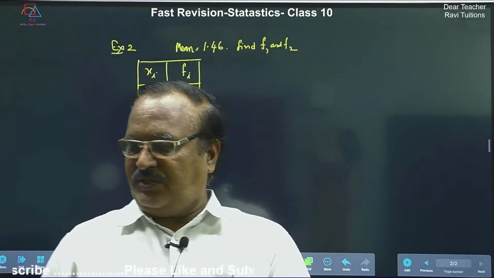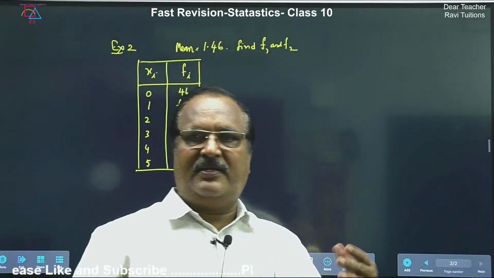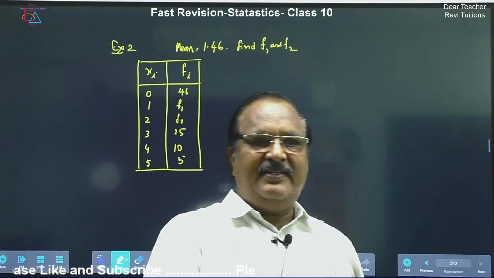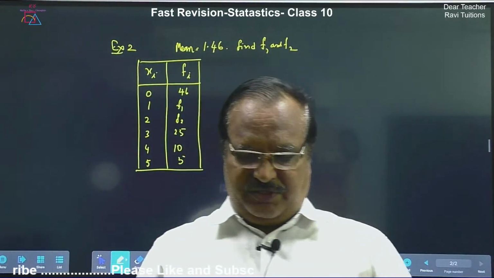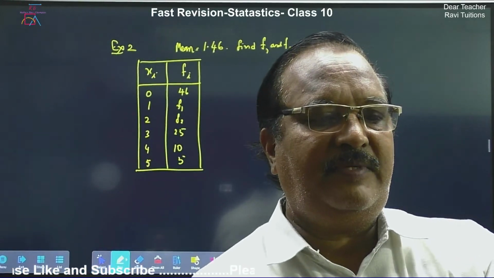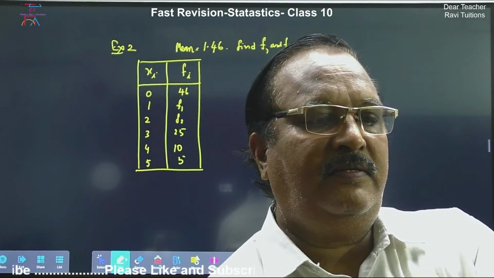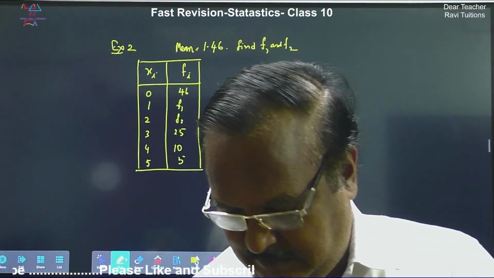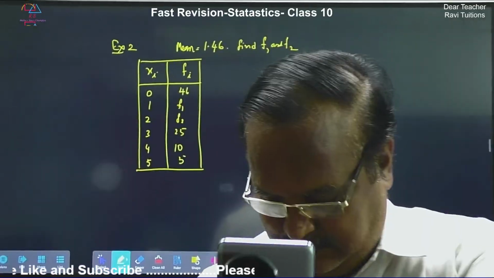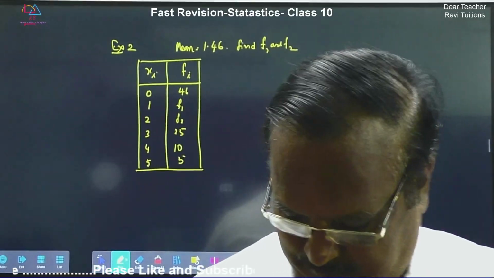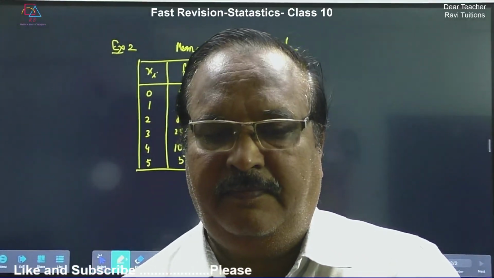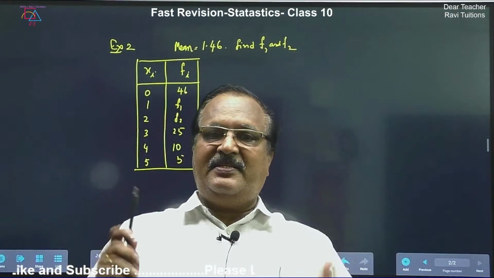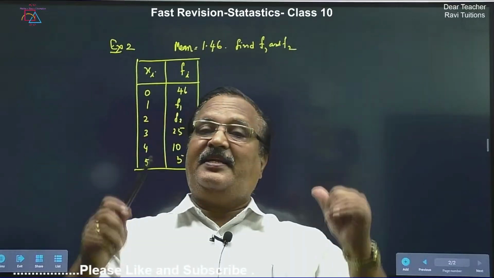So this is the question. This question is there even in the textbook also. Find the missing frequency. This is also an examination question. The previous one is also an examination question. This is an important question.